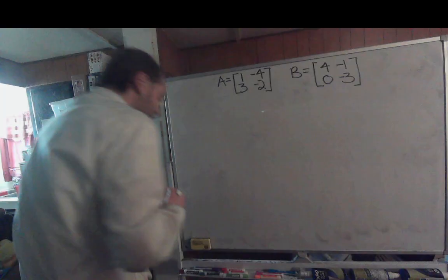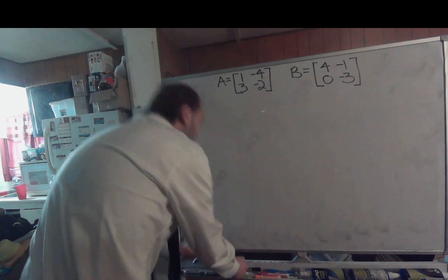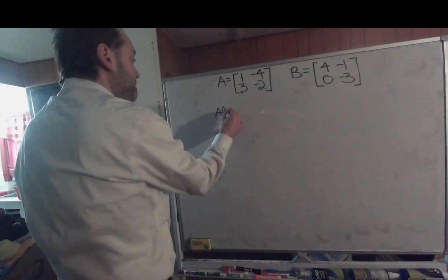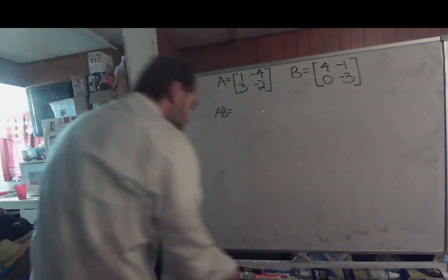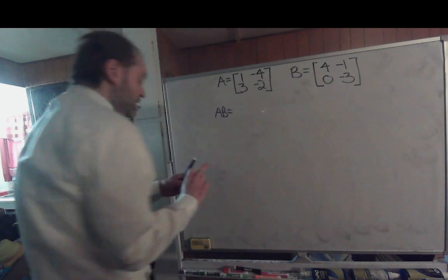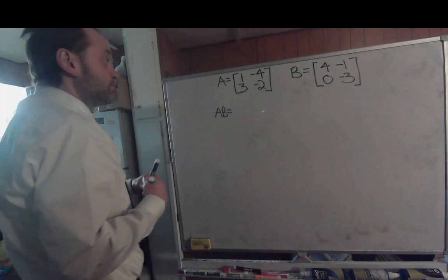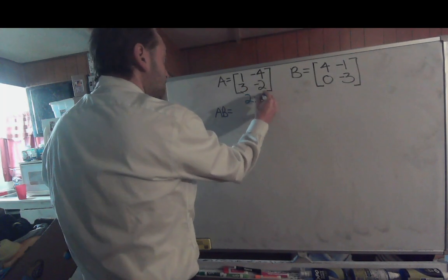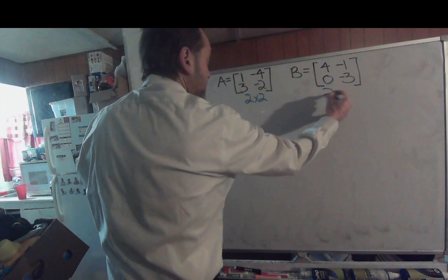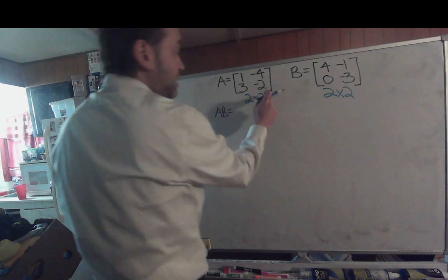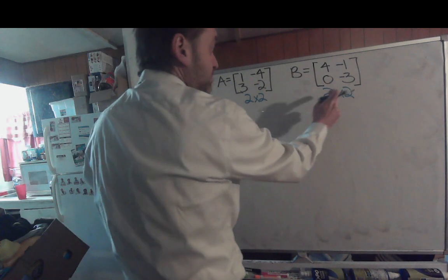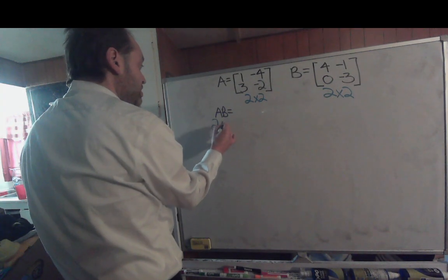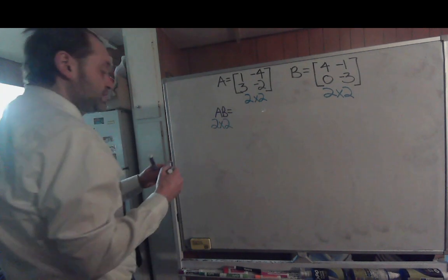We need to determine if AB is even possible. Is AB possible? Well, let's go for the dimensions of matrix A. That's clearly a 2 by 2. How about matrix B? Also a 2 by 2 matrix. The number of columns in the first matrix matches the number of rows in the second, so yes, this is possible. Your resulting matrix should also be a 2 by 2 matrix.